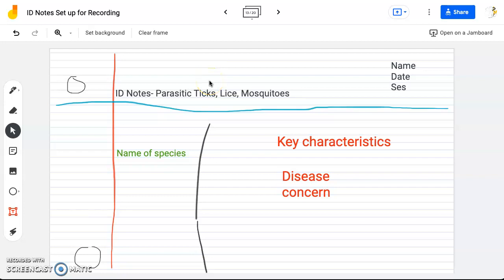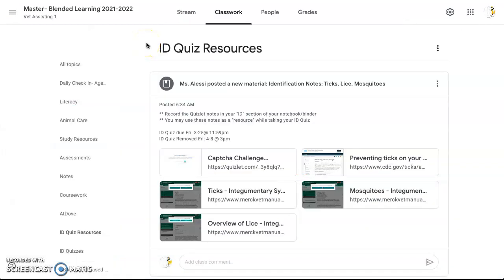All right, so this week we're going to talk about our parasitic ticks, lice, and mosquitoes. So we're going to want to record the name of the species as well as key characteristics and our disease concerns that we have with these different invertebrates. Right, and then we've got our ID resources. We have some great information from Merck Veterinary Manual as well as the CDC information on ticks. So that is going to be some of the great information and resources you can take a look at.